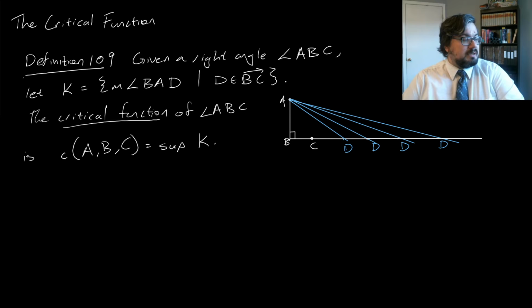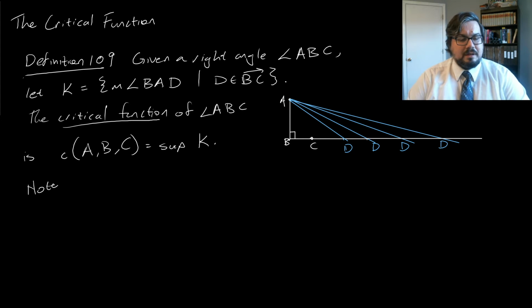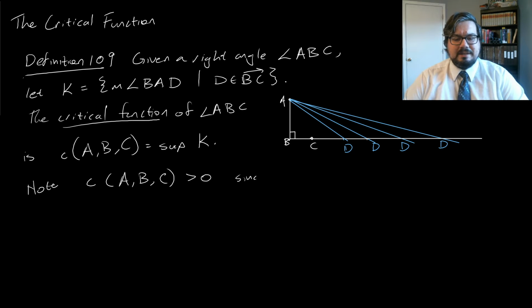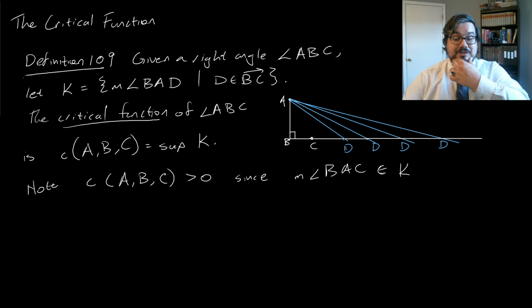Now, we always have that the critical function of ABC is greater than 0, since the measure of angle BAC is in K, and the critical function is the supremum of K, and the measure of angle BAC is positive, so the supremum of K has to be positive.